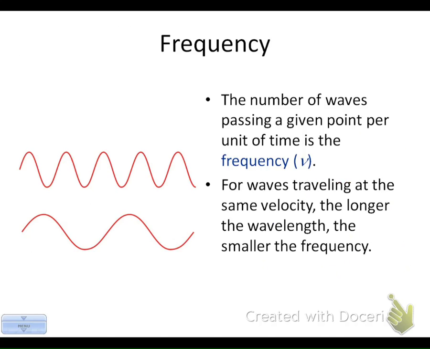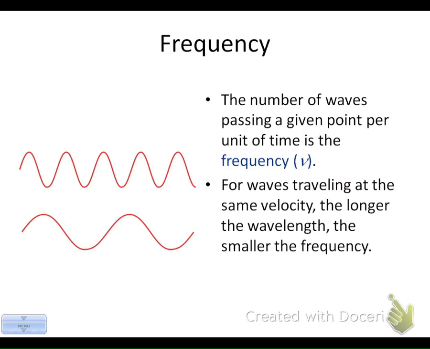Another very important property of waves, and transverse waves in particular, is frequency. By definition, the frequency is the number of waves passing a point per unit of time. Now, we didn't really draw that into our diagram because it's very hard to represent a property such as frequency that has to do with movement of the wave on a piece of paper.